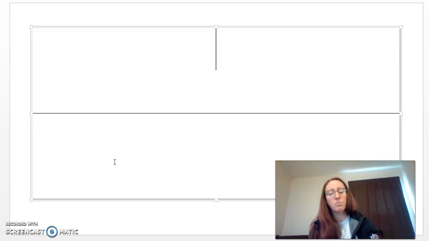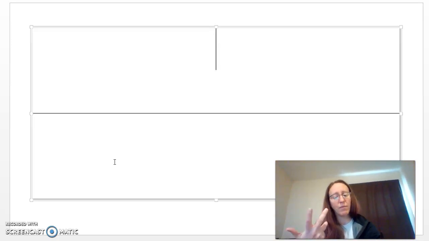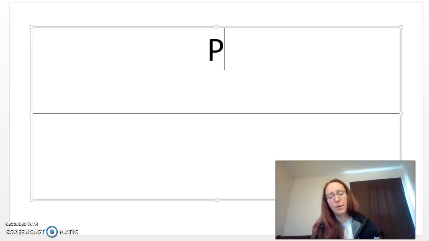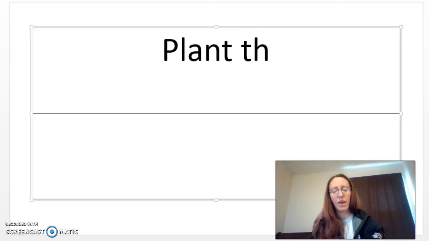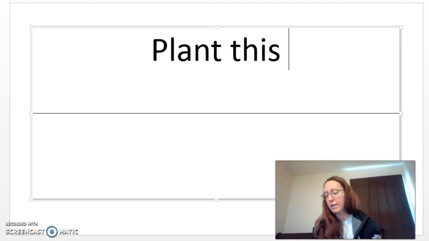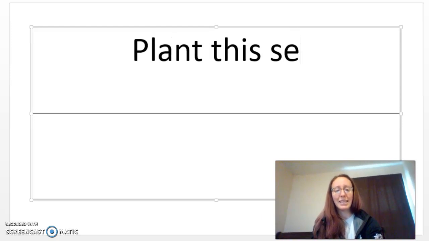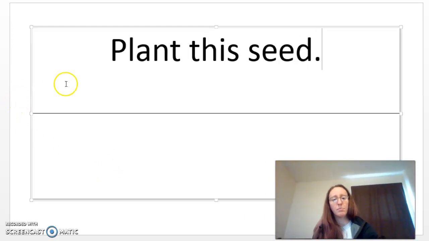Okay, so the word plant, and I know that I'm writing a sentence, so whatever my first word is needs to be an uppercase letter. So plant. And plant, finger space, this, finger space, seed. Plant this seed. And I have my uppercase letter at the beginning. I have finger spaces between my words. I tapped out each of my words, and I used a punctuation mark at the end, in this case a period.